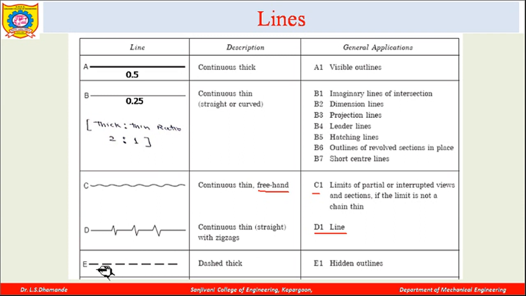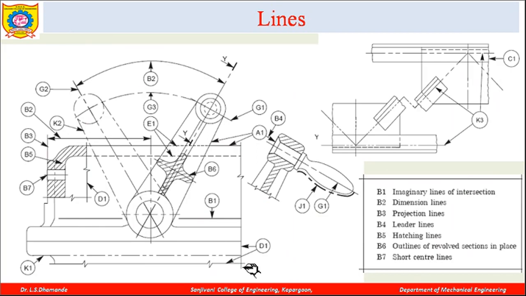So this is used for drawing a zigzag line. Then this is a dash line, with equal length of the dash and equal space between the gaps. So this is called a dashed thick line. This is generally used for hidden outlines on the drawings, specified as E1. So E1 you can see here, E1 hidden lines. This one and this one are hidden lines.